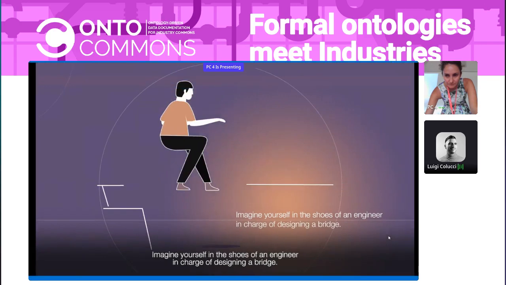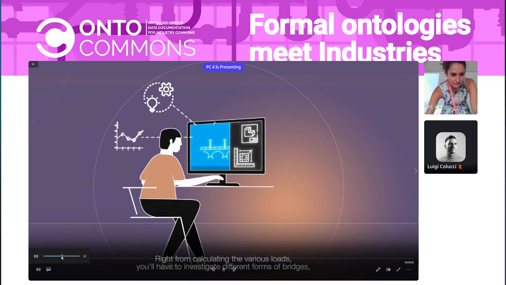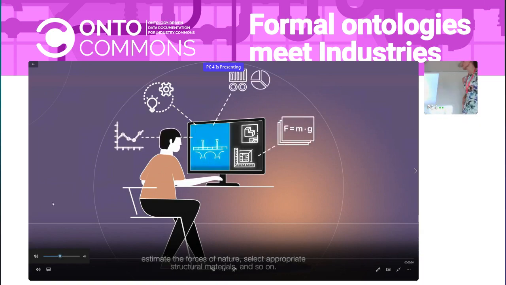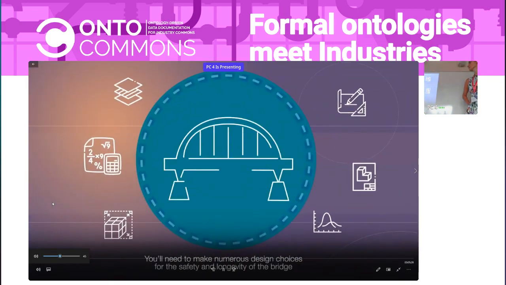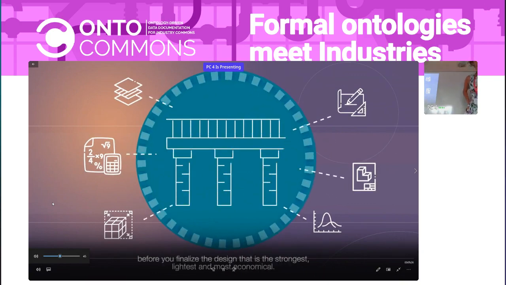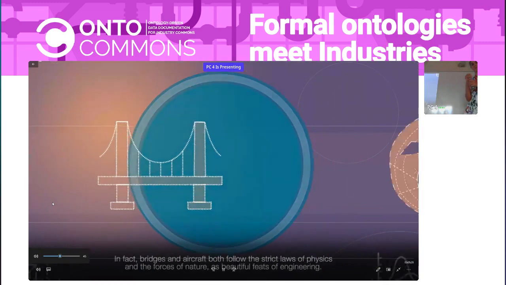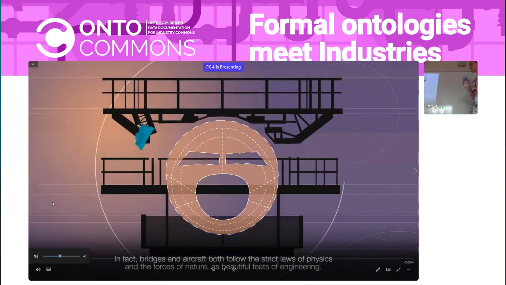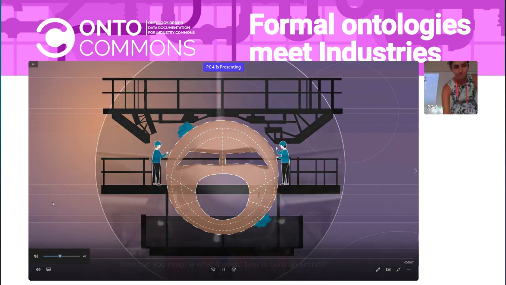Imagine yourself in charge of designing a bridge. Right from calculating the various loads, you'll have to investigate different forms of bridges, estimate the forces of nature, select appropriate structural materials, and so on. You'll need to make numerous design choices for the safety and longevity of the bridge before you finalize the design that is the strongest, lightest, and most economical. In fact, bridges and aircraft both follow the strict laws of physics and the forces of nature as beautiful feats of engineering. Now can you imagine what it will take to build an aircraft?